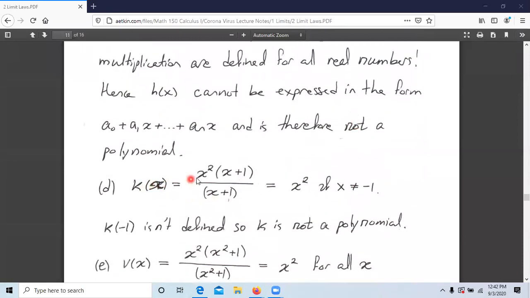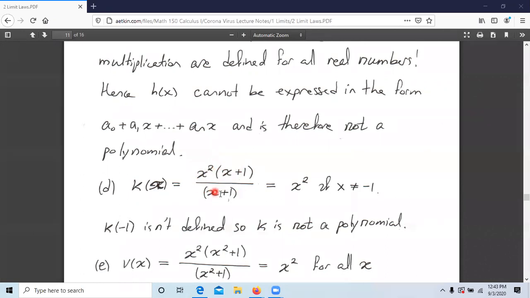Look at it, right? K of x, I can factor out an x squared, and then we have x plus 1 and x plus 1. They can cross out. But the problem is I cross them out under the assumption that x is not minus 1. So it's x squared unless x is equal to minus 1. So therefore, this function cannot digest values at minus 1, which means it's, strictly speaking, not a polynomial. But of course, this is called removable singularity.